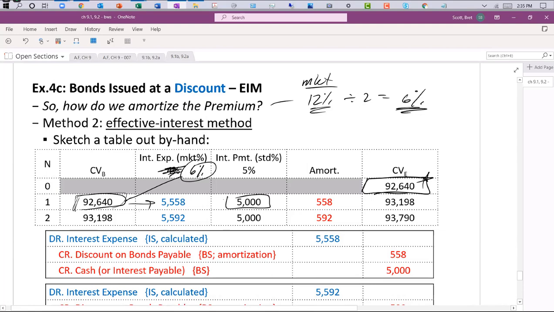But do the same thing you did before. Plug in the interest expense, plug in the cash amount that we pay out that's based on stated, and then figure out, what do I need, a debit or a credit?